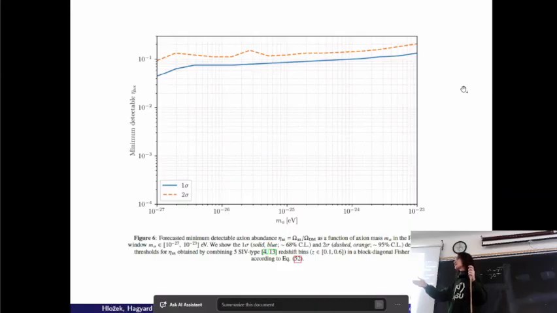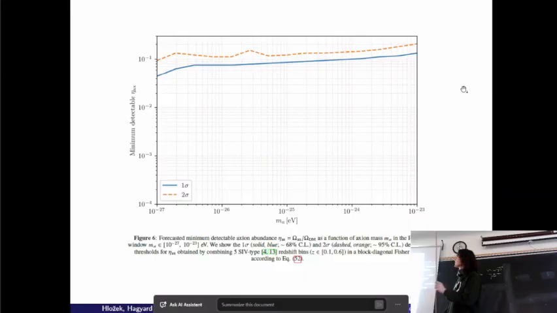the analysis of generating data for the mean pairwise velocities over the mass window from 10 to the negative 27 to 10 to the negative 23 electron volts. And we, for a specific prescription of galaxy survey, used CMB Stage 4 and Dark Energy Spectroscopic Instrument DESI galaxy survey uncertainties. Essentially, what we wanted to see was, what's the minimum axion abundance these galaxy surveys can detect given a certain axion mass window.